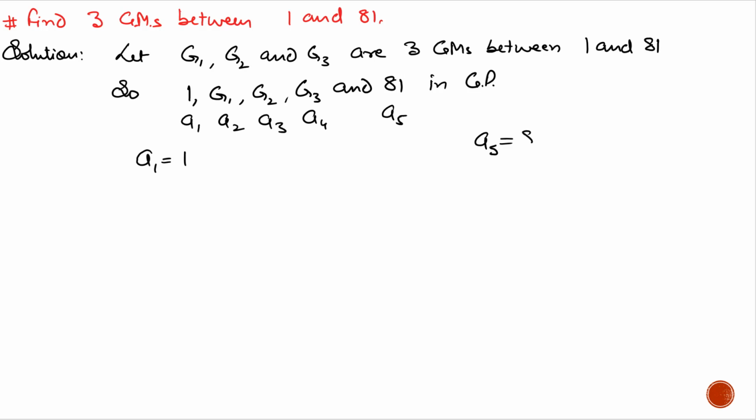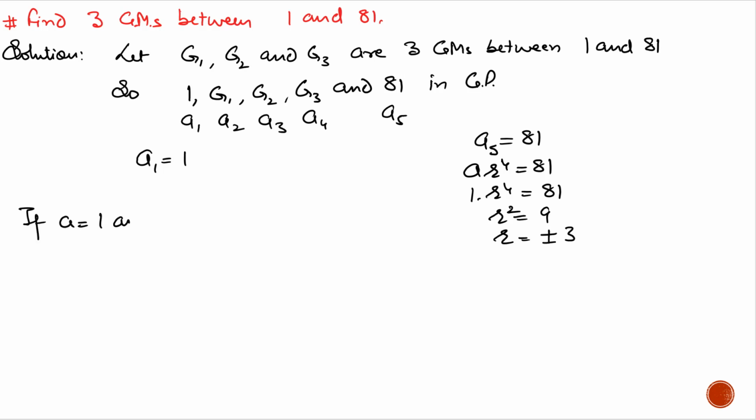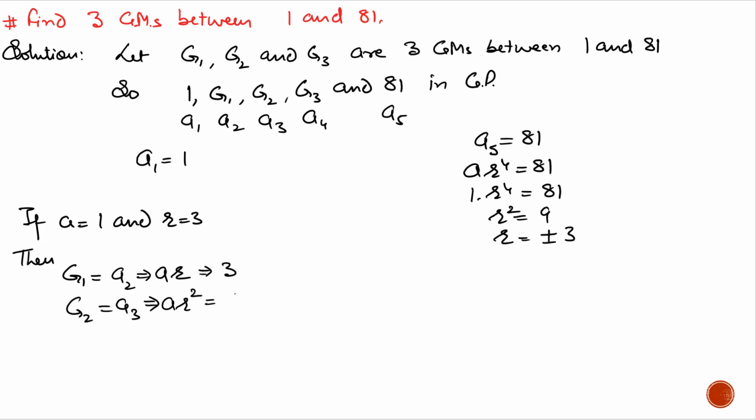Fifth term is A multiplied by R raised to the power 4. Here A is 1, so R raised to the power 4 equals 81 and R equals plus minus 3. If A is 1 and R is 3, then the geometric means are: G1, the second term, equals AR; G2, the third term, is AR square; and G3, the fourth term, is AR raised to the power 3.